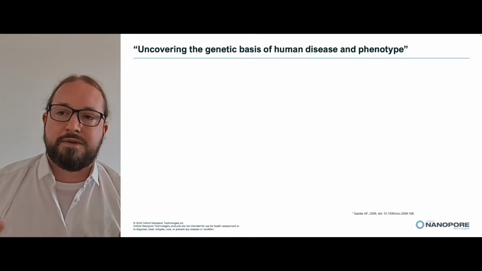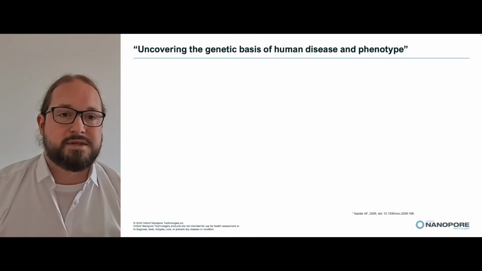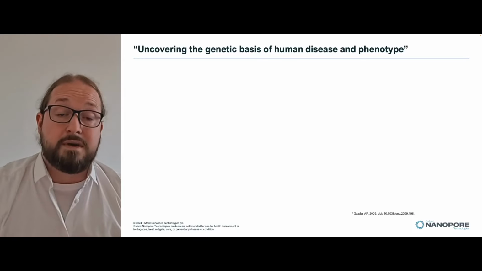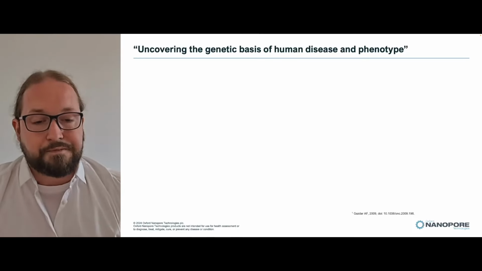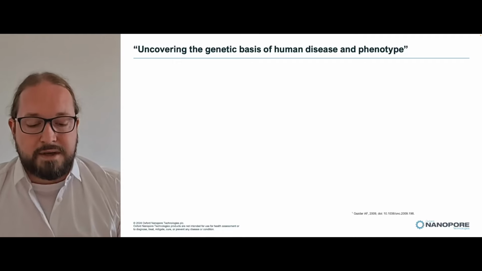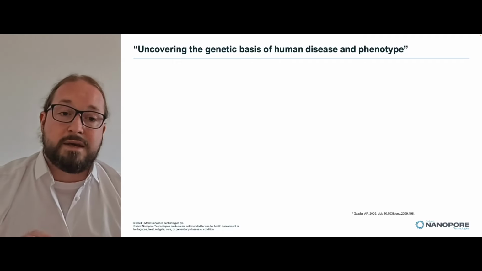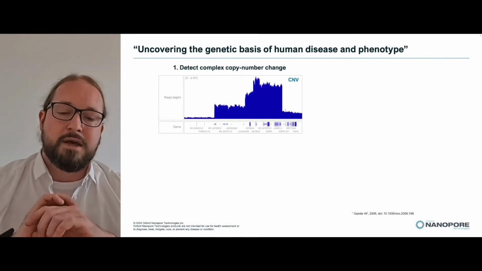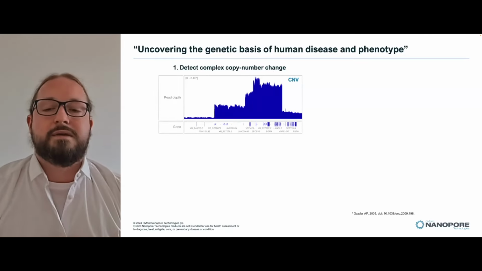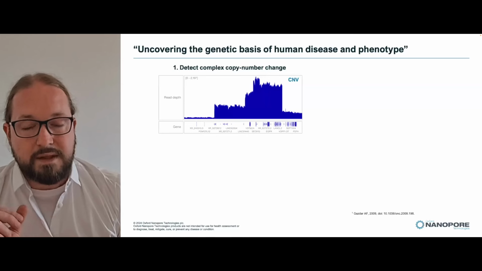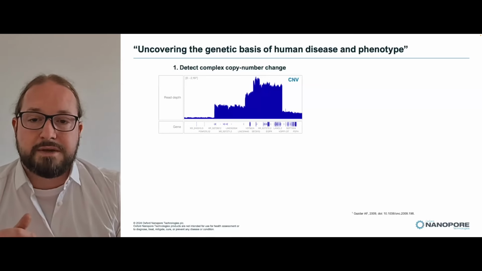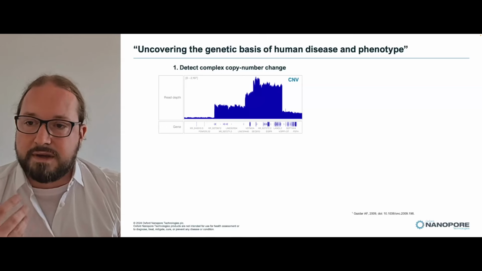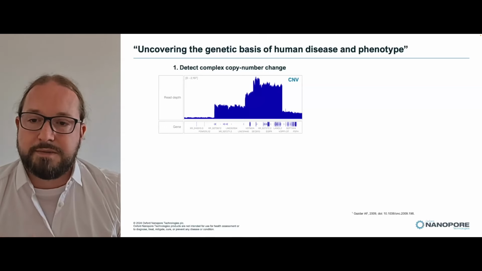And to come back to the point of uncovering the genetic basis of human disease and phenotype, I just want to give you a quick overview of what you can get out of a Nanopore run when it comes to cancer genomics. So we'll just start by looking at a human lung cancer cell line here. And what we did first is we just basically broadly screened the data sets for large copy number variation. And what we can see here is something very obvious, a massive amplification on chromosome 7.